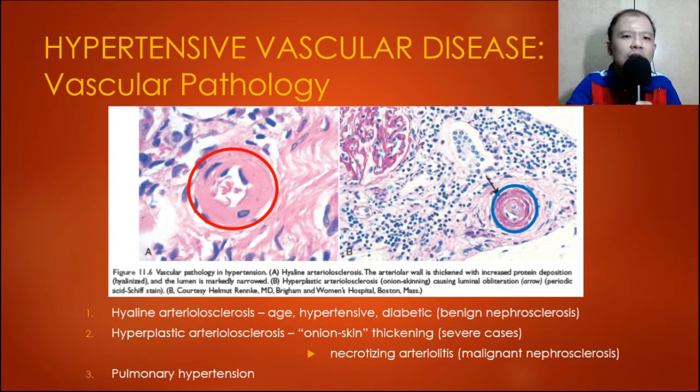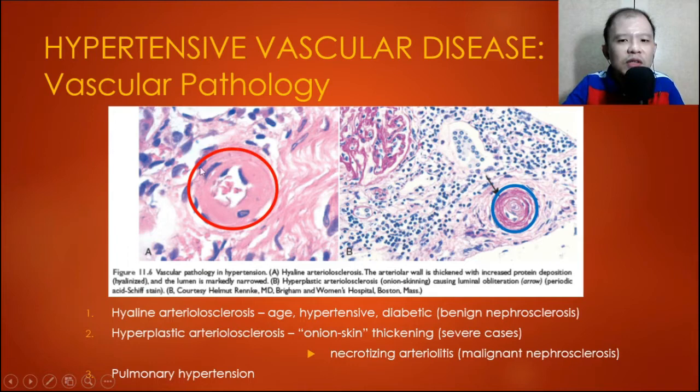And what are the characteristic histological landmarks or histological features? You have hyaline arteriosclerosis. I'm talking about the histological presentation of blood vessels in hypertension. This is not only in malignant hypertension. So you have hyaline arteriosclerosis, which is seen in moderate cases of hypertension.